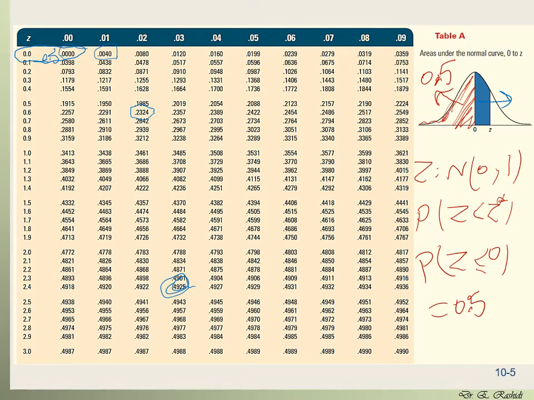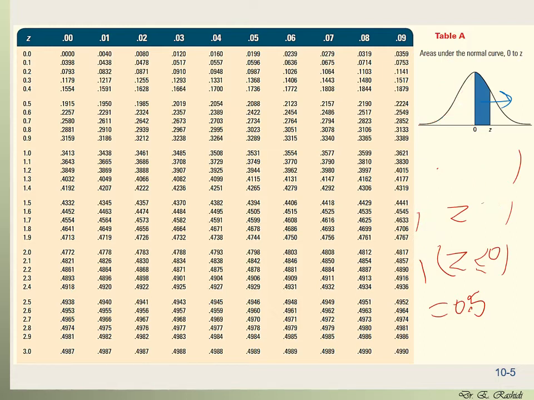That would be 0.9925, and so on and so forth. So that's the main difference between this table and the table that you have seen here. And this is how you can actually use it to find the probability.